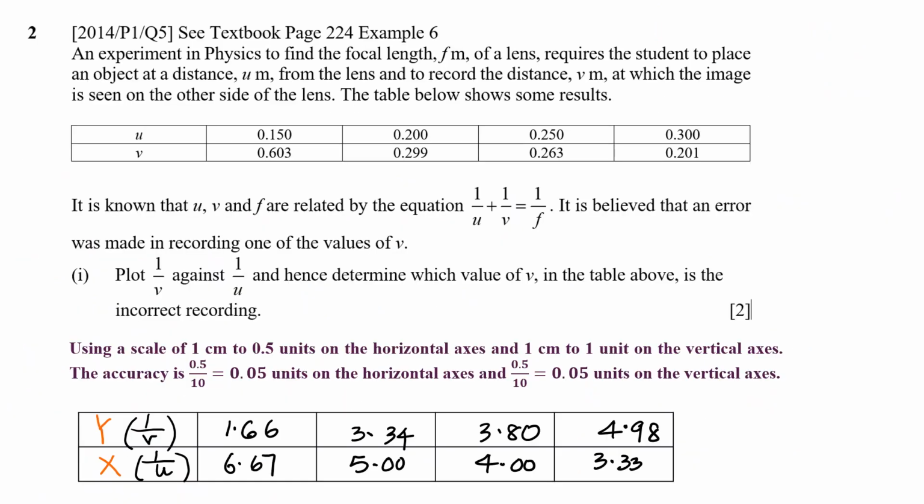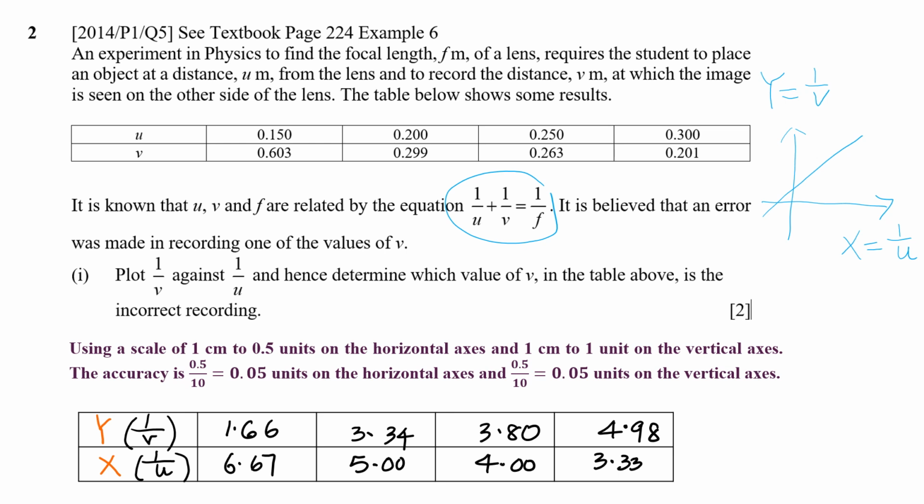All right, so the next question is a graphical question where you're required to do it on graph paper. So you're given the table, and also an equation. Right, there is an error in recording one of the values of v, and you're asked to plot 1 over v against 1 over u. So in other words, your big Y is 1 over v, your big X is 1 over u. And when that happens, you actually get a straight line. We're not too sure whether it's a positive or, oh, it is a positive gradient.